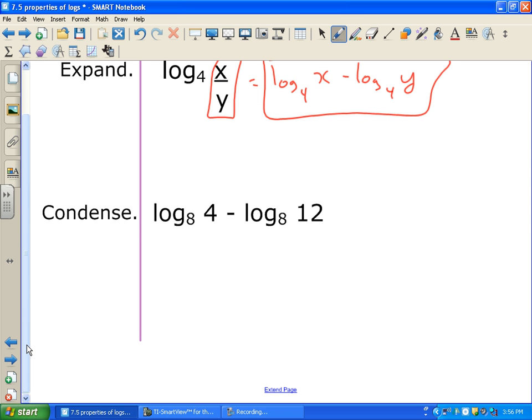Condense. Log base 8 of 4 minus log base 8 of 12. Subtraction means division. That's going to be log base 8.